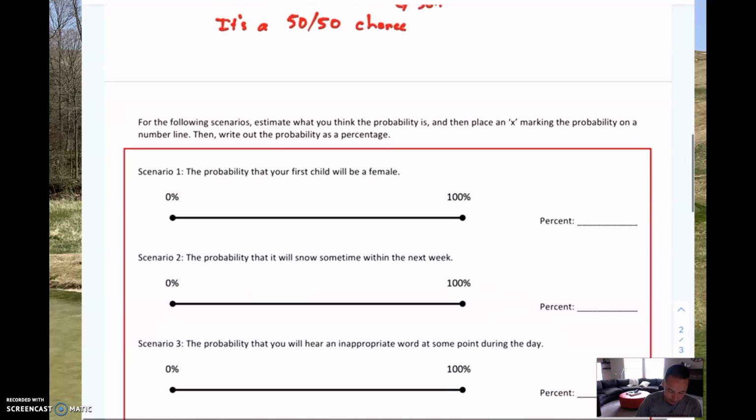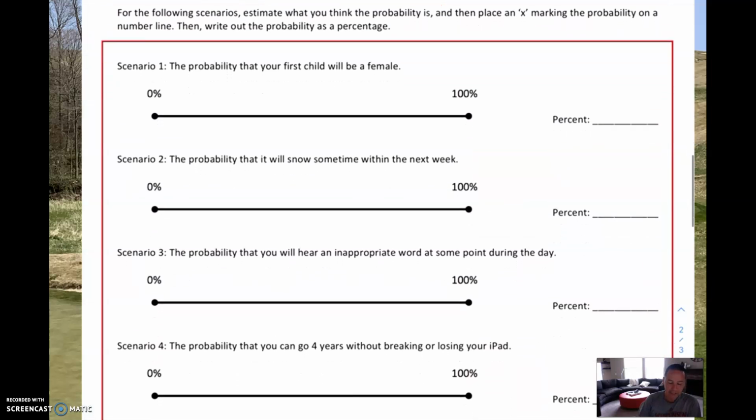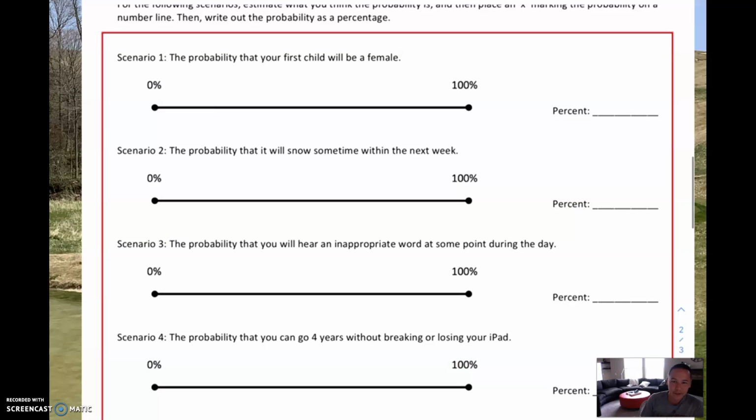So for your assignment, you are just going to take all of these scenarios here and put an X somewhere on this number line as to where you think it's going to be. Try and make an educated guess and then write the percentage on there. So I'll do the first scenario with you.